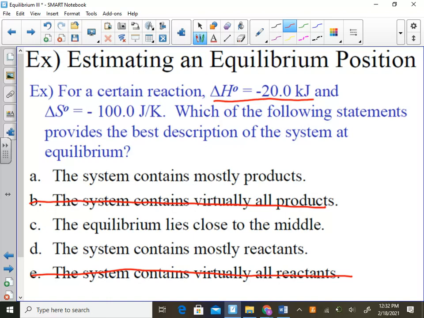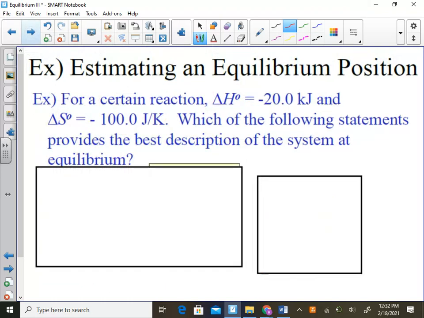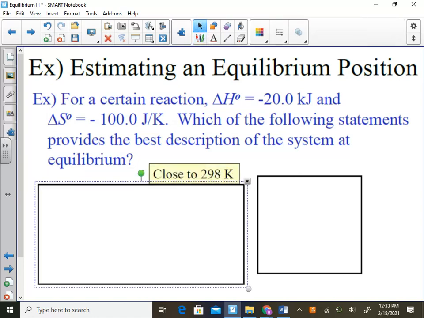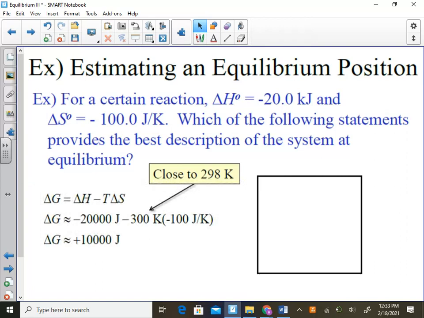So maybe the first thing you would look at is taking these two numbers. What would you do with those guys? Absolutely. You would want to find delta G. And so if you calculate delta G, now let's pretend this is a multiple choice question. We can't use a calculator.